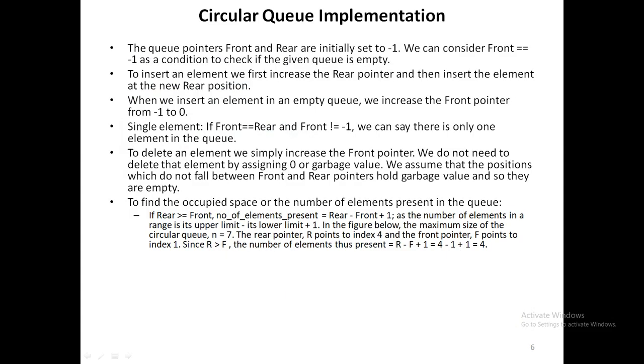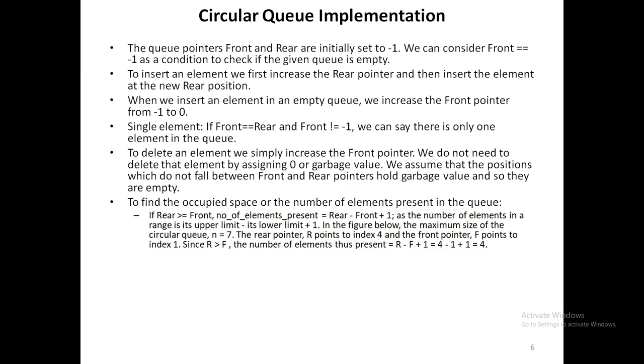For the circular queue implementation, as what you have seen in the queue using an array, if it is empty, or if the size is reached by the rear, we need to make that position point to 0. So front and rear are equal to 0, and front not equal to minus 1 means there is only one element. If the rear is greater than front, the number of elements present in the queue is rear minus front plus 1, and the maximum size of the queue is 7.